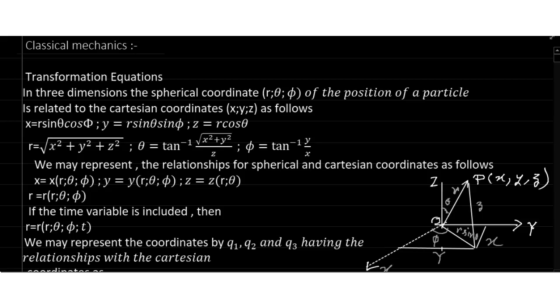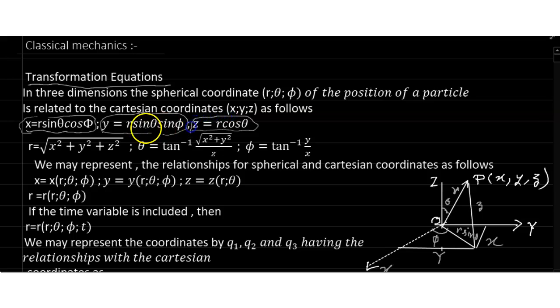Today's discussion is classical mechanics. So first we discuss transformation equations. In three dimensions, the spherical coordinates r, theta, phi of the position of a particle are related to the Cartesian coordinates x, y, z as follows, where x is equal to r sine theta cos phi, and y is equal to r sine theta sine phi, and z is equal to r cos theta.